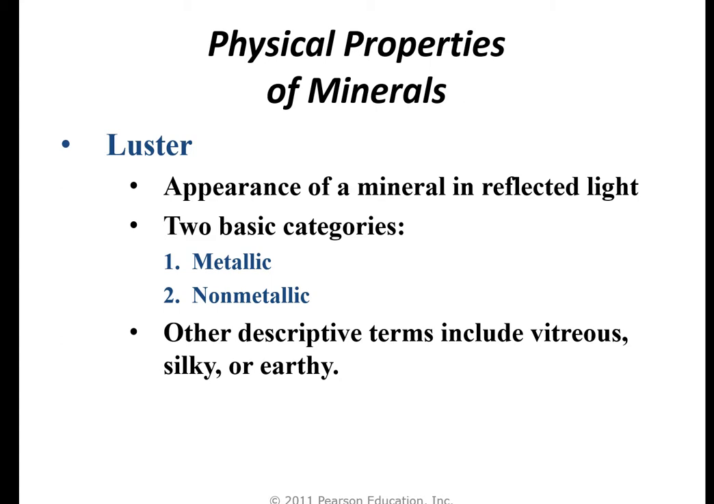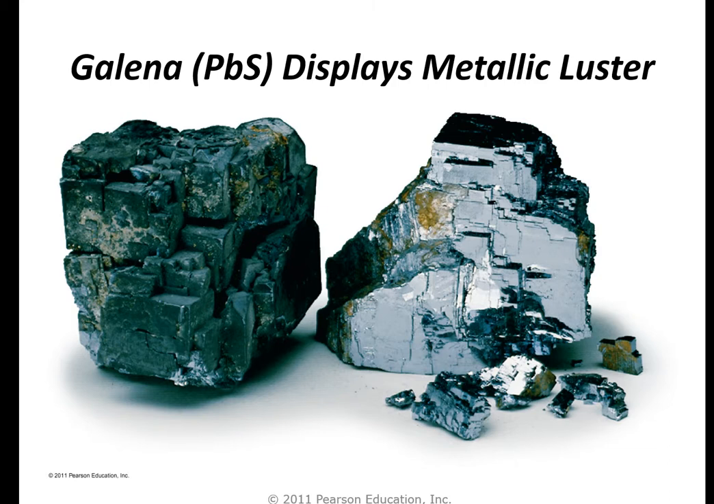With all minerals, we can talk about the various physical properties of them, and there are 6 of them. The first one is luster. Luster is the appearance of a mineral in reflected light. It can either be a metallic or a non-metallic luster. So here is galena. This is found in Missouri, and it displays a metallic luster. You can see how it shines like a piece of metal.